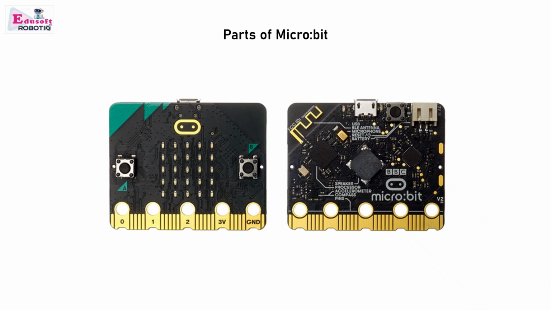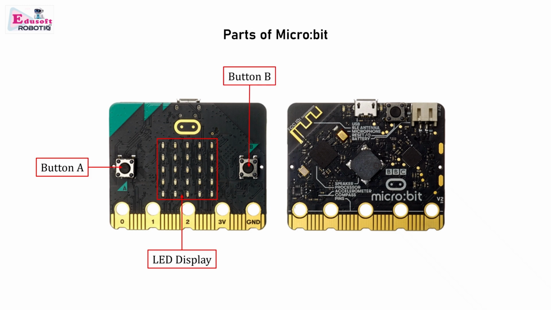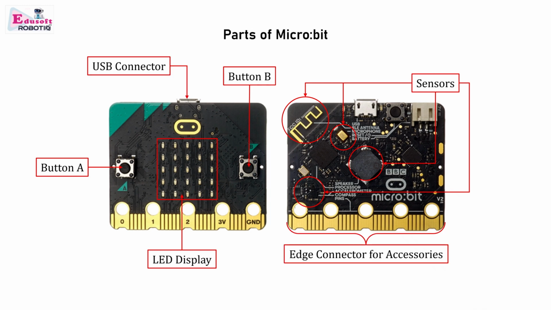Let's take a look at the main parts of Microbit. Microbit consists of an LED display that lights up to show us information, two buttons A and B that can be pressed to make things happen, and sensors to feel movement, light, and temperature.